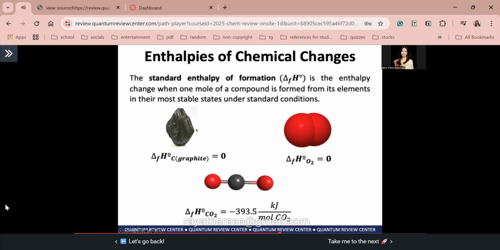So for example, here, the standard enthalpy of formation for carbon graphite is equal to 0. Okay? Because it naturally exists. Okay? You don't have to have heat involved in order to form them in nature. That's why delta HF for graphite is equal to 0, and ganun din for oxygen. Okay? However, for the standard enthalpy of formation for carbon dioxide, it has a value. That is negative 393.5 kilojoules per mole carbon dioxide is released. Okay? Again, negative. Ang value ng delta H means energy is released. Okay? I hope it's clear, guys. Okay. Next.